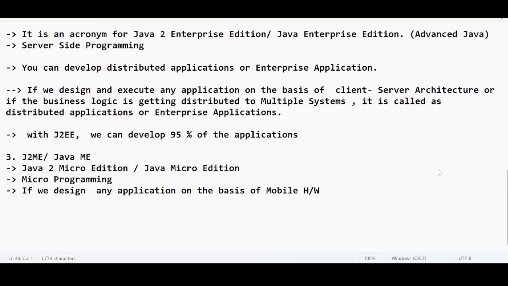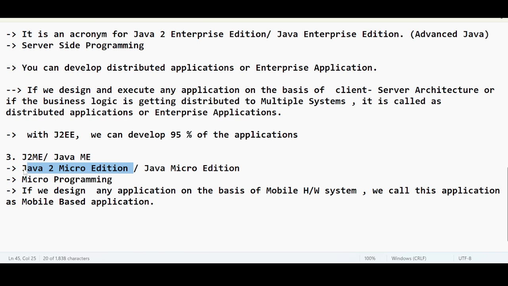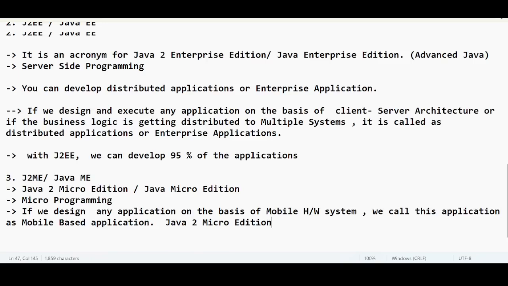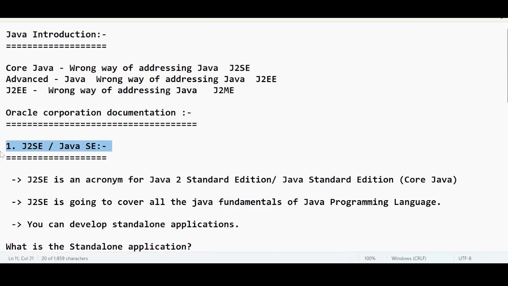So on the basis of mobile hardware, we call this a mobile based application. To develop a mobile based application, we need to understand Java 2 Micro Edition. So are we going to learn Java 2 Micro Edition in our coaching classes? No, our target is only on Java 2 SE. And after completing this Java 2 SE, we are going to develop an application together.